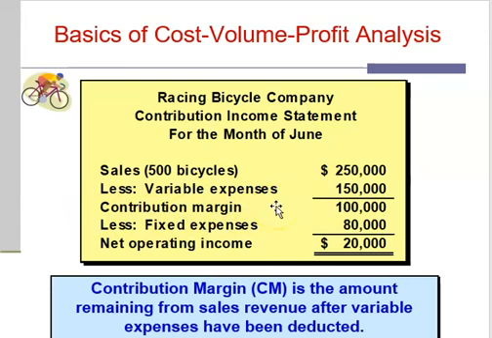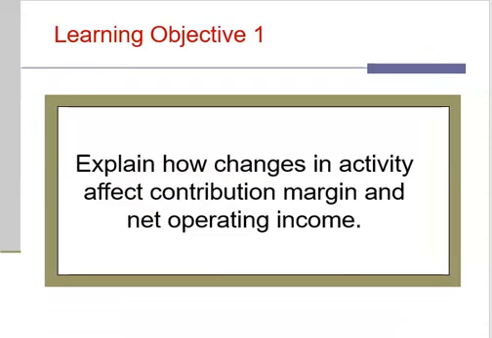The variable expense based upon the 500 bicycles is $150,000, and that gives us what is called the contribution margin. The contribution margin, as you see down here in blue, is the amount remaining from sales revenue after the variable expenses have been deducted. So it's called contribution margin because this money contributes, first of all, to fixed expenses, and then it contributes to the net operating income. So you can see here, if I have $100,000 contribution margin, first of all, I have to use that to meet my fixed expenses, and that's $80,000, and that leaves $20,000 for net profit.